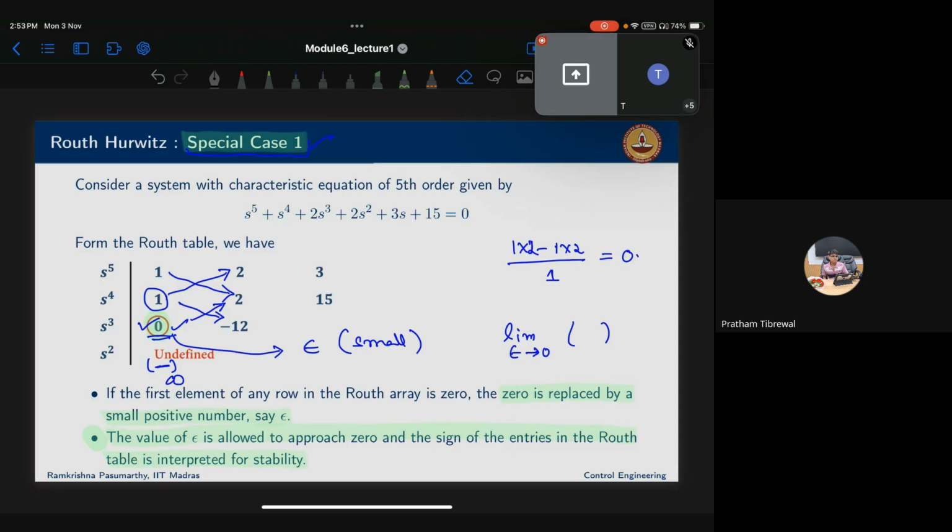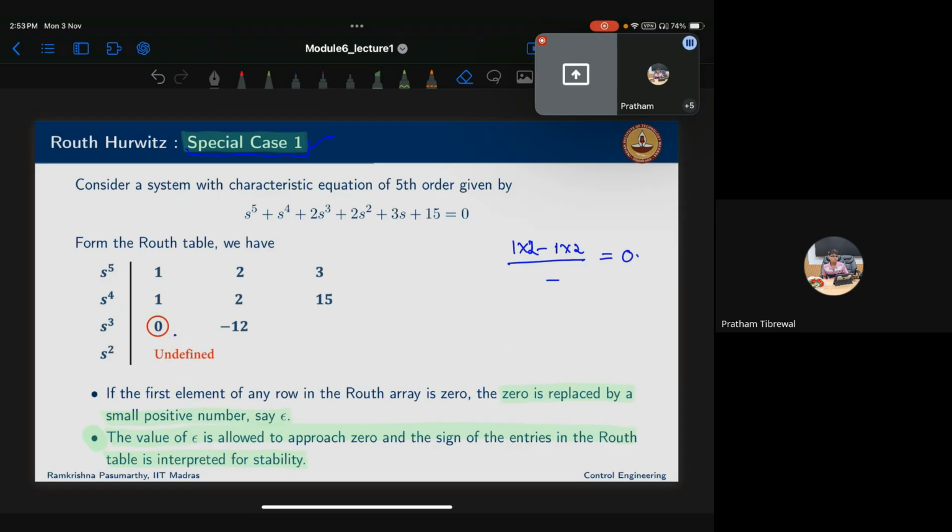Sir, how are you taking the numbers like 1, 2, 3, 15 in the table? Let me show you again. Now you have this polynomial. First what we do is we start with the highest power. We write the polynomial in this way. Now we'll consider only the first two rows and fill these coefficients.